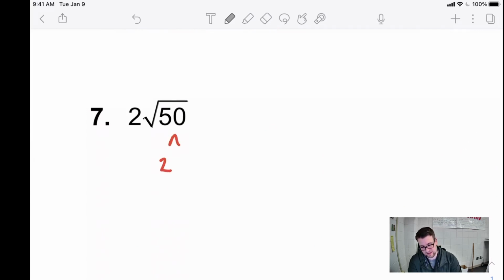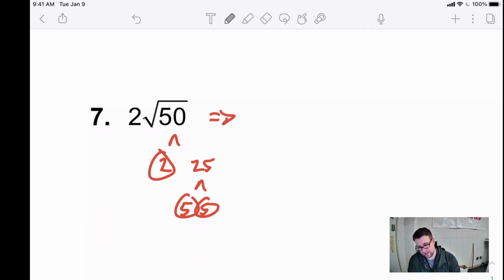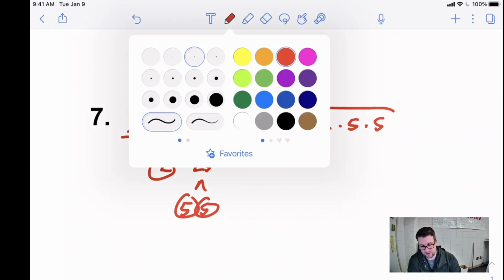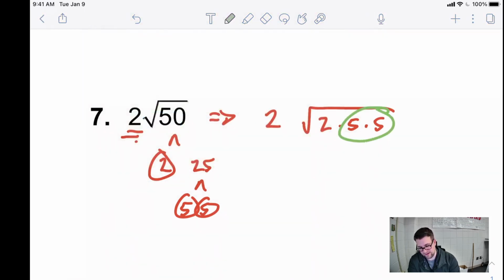So 50 is 2 and 25. 25 is 5 and 5. So we can rewrite it as 2 square roots of, that 2 was the outside 2, 2 times 5 times 5. We can do a 2-for-1 special on the 5s. So we're going to be able to pull a 5 out. These two are going to be multiplied here.